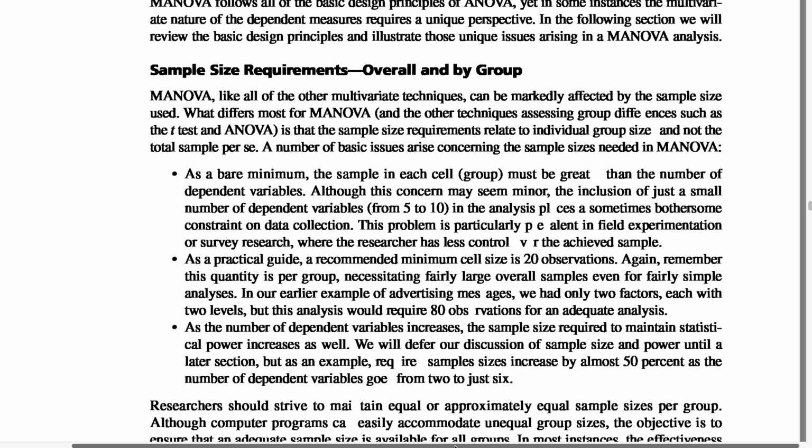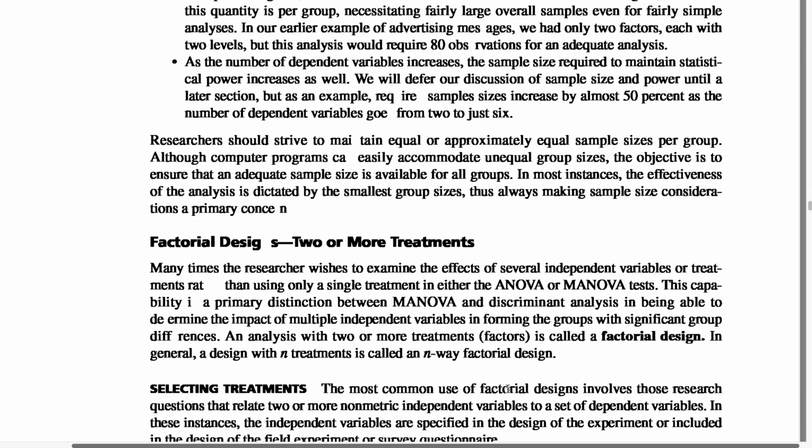As the number of dependent variables increases, the sample size required to maintain statistical power increases as well. We might defer our discussion of sample size and power until a later section, but as an example, required sample size increased by almost 50% as the number of dependent variables goes from 2 to 6. Researchers should strive to maintain equal or approximately equal sample size per group.